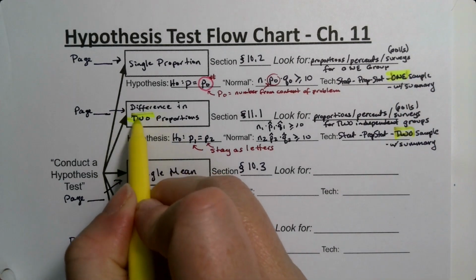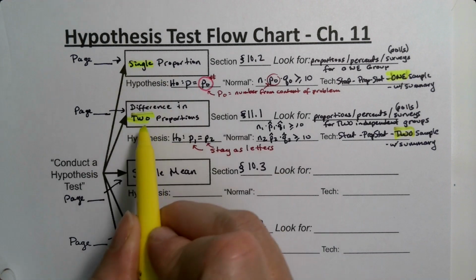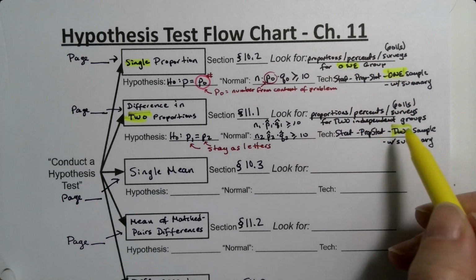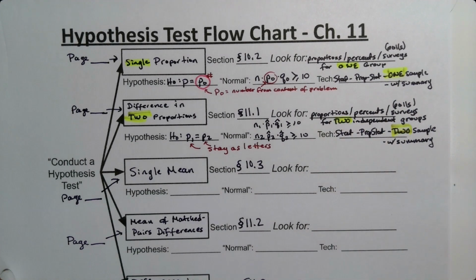So just to highlight, this is singles. This is 2. 1, 2. This is for one group. This is for two groups. That's what makes them different from each other.